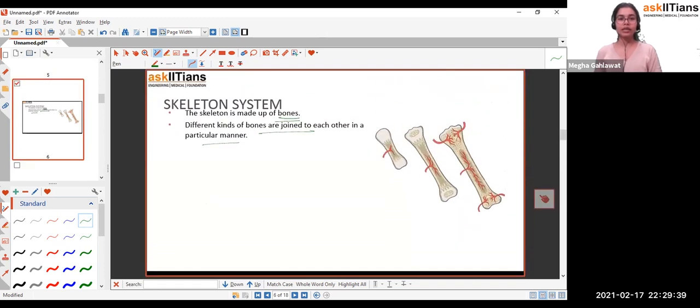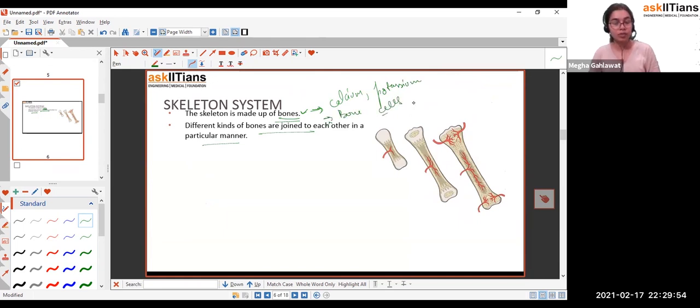Okay, and see, what are bones made up of? Bones are made up of calcium and potassium, right? They are made up of bone cells as well. There are different types of bone cells present in the body. For example, we have three types of bone cells. Yes, you heard me right. Bones are also made up of cells. We have osteoblast, osteoclast, and osteocyte.